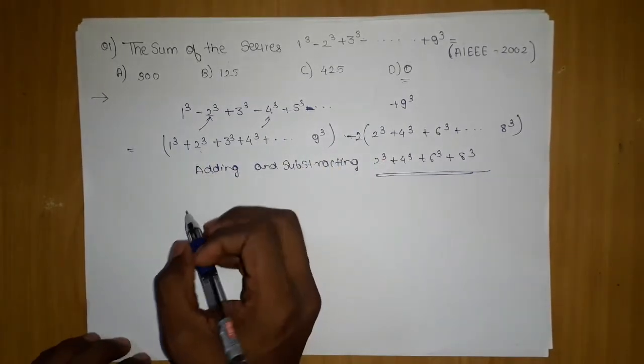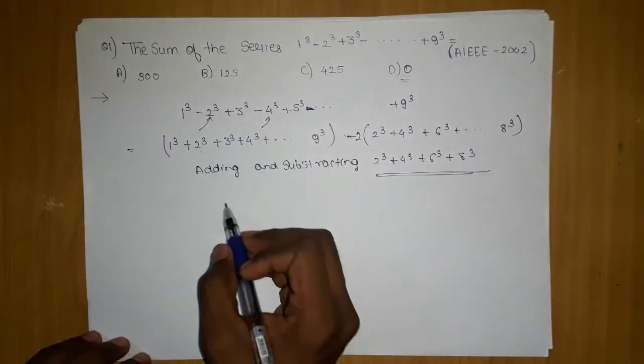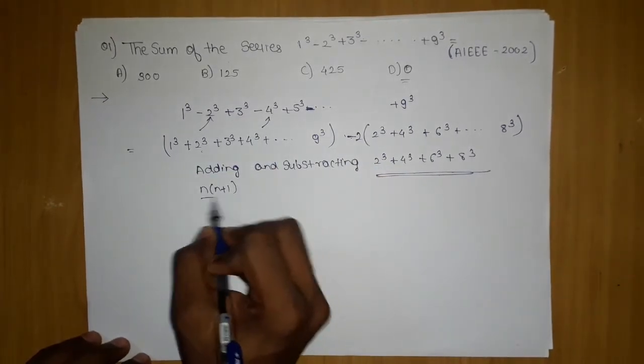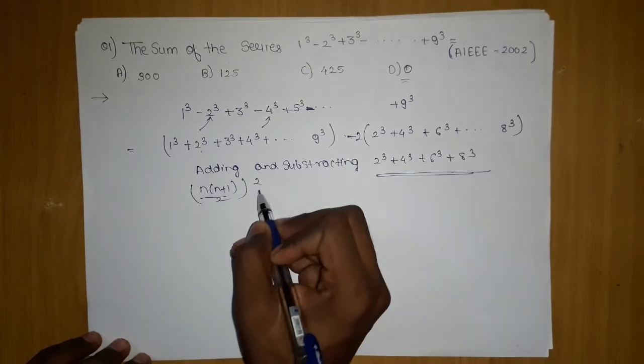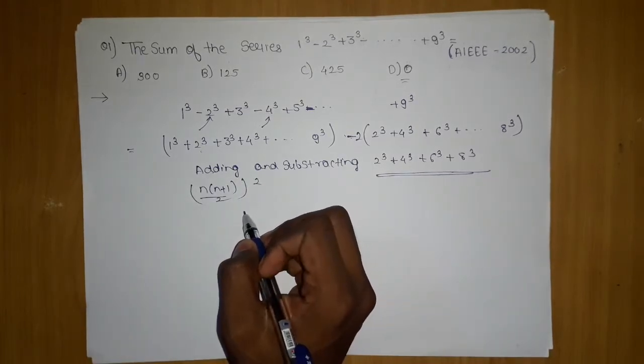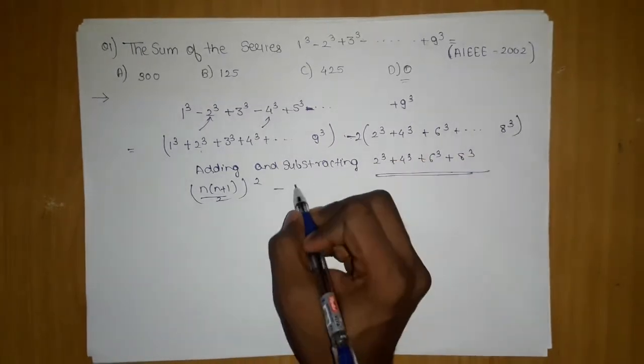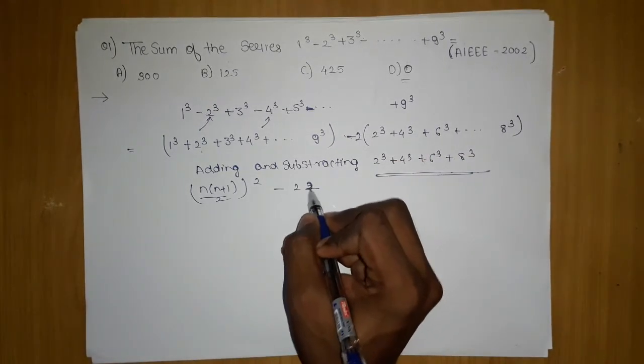Now after this what will happen? This is the sum of n cube terms. We will apply the simple formula: n into n plus 1 by 2, the whole square. That is the summation of n cube formula, the induction formula. And here we will take 2 power 3 common, which is the very general approach.